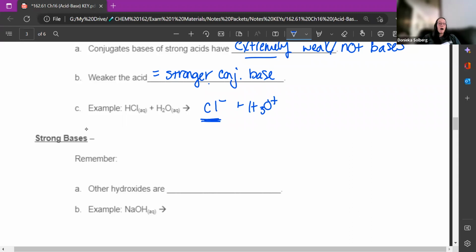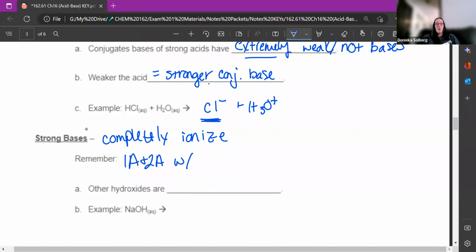Okay, same thing, but opposite for strong bases. Of course, they are also going to completely ionize, meaning I get a full to the right arrow. The ones that you need to remember are the group 1A and 2A, so the alkali metals and alkaline earth metals with hydroxide. Okay, so they're always going to have a hydroxide.